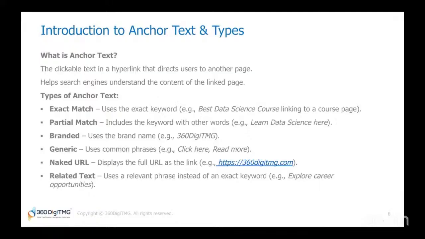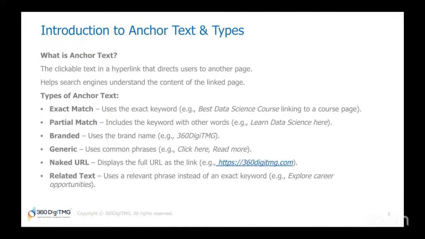Let us recap quickly. What do you mean by anchor text? Anchor text should be in clickable format, with a hyperlink that redirects to another page, and it will also help us get higher rankings in the Google search engine results page, SERP. And what are the types of anchor text? There are six types of anchor texts. One is exact match, which uses the exact keyword, and partial match, which includes the keyword with others. Example: learn data science here is a partial match.